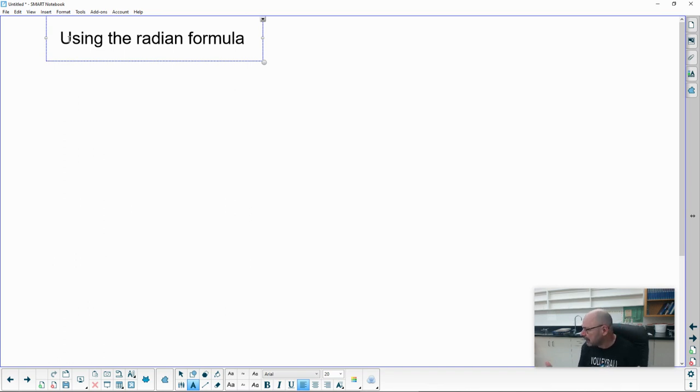Okay, and this one I'm going to do in degrees. Remember, the radians formula is always in radians, so if you get it in degrees, you have to convert to radians first. So I'll do that type of example.